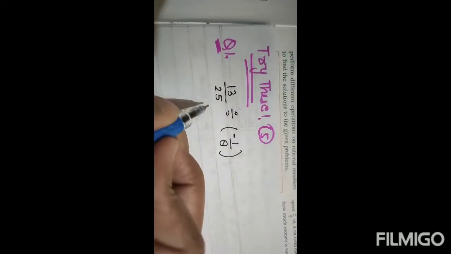Now we will move to Try These 5. The first question of Try These 5 is to simplify the following. You have to simplify these 4 questions. Now you will get the questions according to the division property. Now look, 13 by 25 divided by minus 1 by 8. We have to solve the first part. So look here carefully.